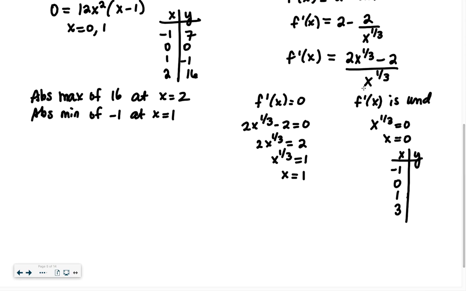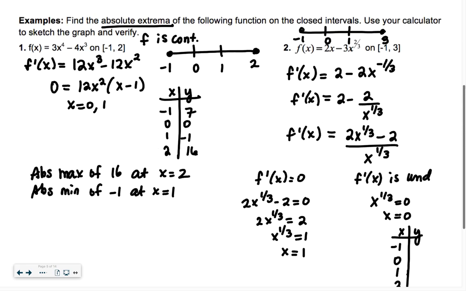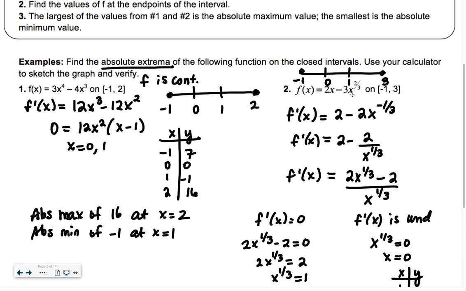A lot of people think that just because f prime of x is undefined at x equals 0, there's going to be a vertical asymptote or a hole or something weird. If I plug in 0 here, does it work? Can I do 0 to the 2/3 power? Yes, the cube root of 0 and then squared is still 0. So 0 is a point on that graph. So (0, 0) works.